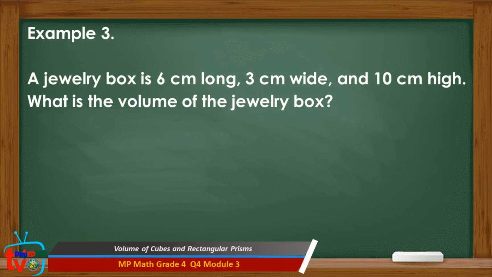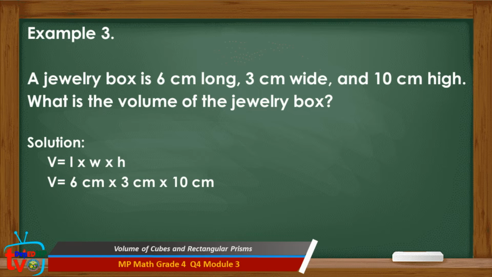Example 3. A jewelry box is 6 centimeters long, 3 centimeters wide, and 10 centimeters high. What is the volume of the jewelry box? Solution. We use the formula volume is equal to length times width times height. Substitute the formula with the given values. So volume is equal to 6 centimeters times 3 centimeters times 10 centimeters. So volume is equal to 180 cubic centimeters. The volume of the jewelry box is 180 cubic centimeters.